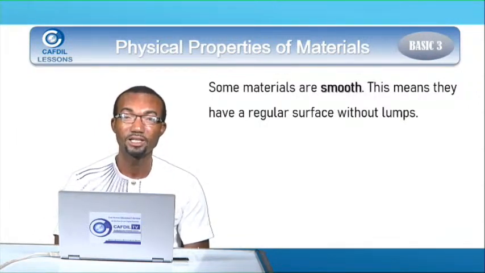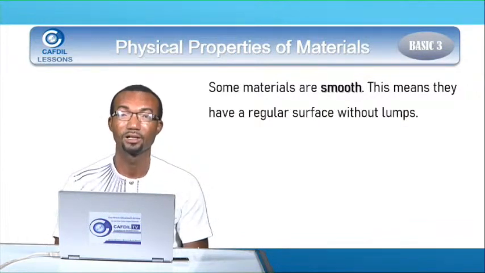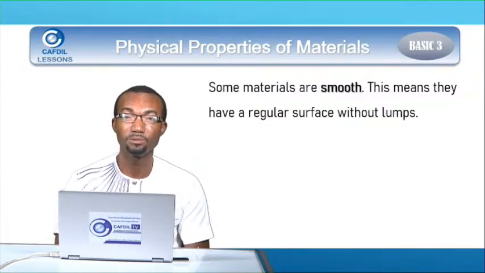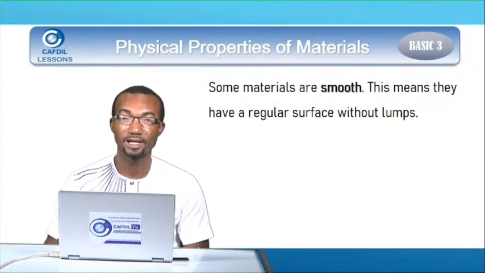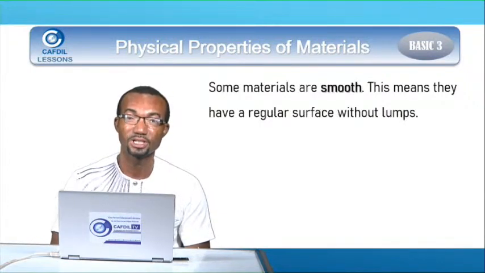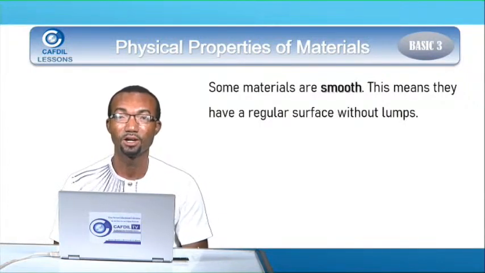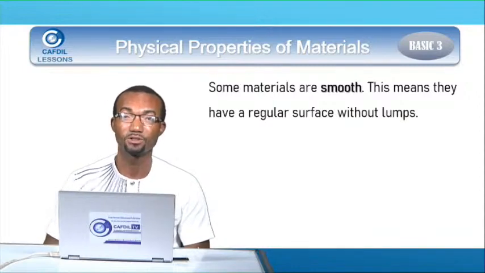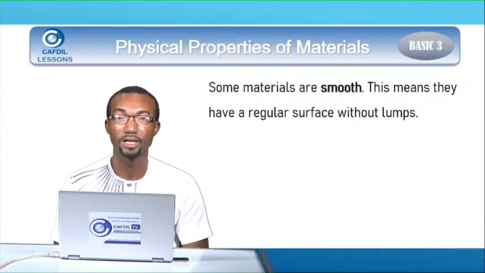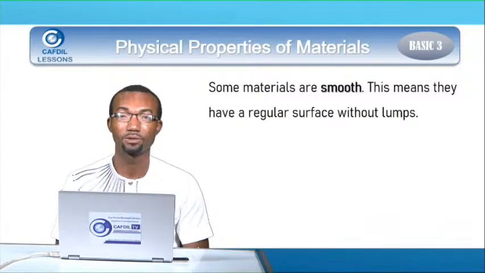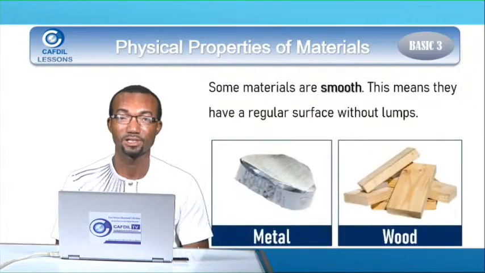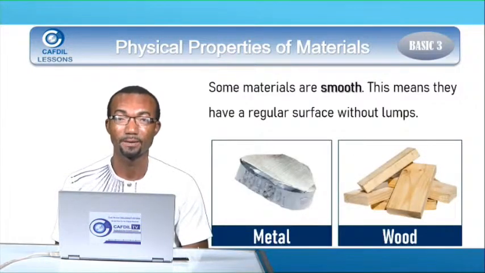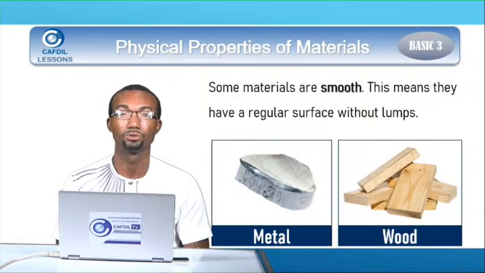An example is the formica board you write on at school, or even the table that you sit on. You see that the surface is very smooth. The chair that you sit on, see that the surface is very smooth. If you sit on a rough object, you will feel uncomfortable. So some of the materials are smooth, and this means that they have a regular surface without lumps. An example is the metal and then wood.